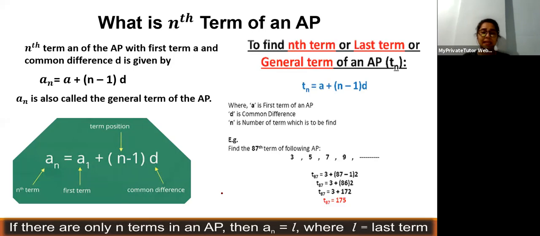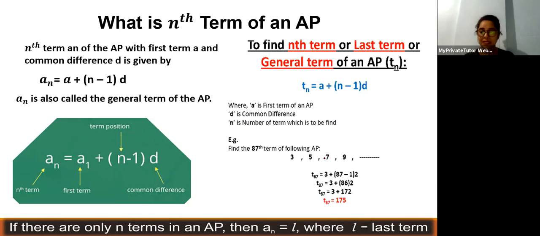So the nth term is also called the general term or last term. Tn is equal to, now Tn is what? Tn is again the nth term. The formula is just the same. In your textbook, some of you will have an is equal to a plus n minus 1 d, and some will have tn is equal to a plus n minus 1 d, in which Tn is again the nth term. A is the first term of an AP, D is the common difference, and n is the term position.